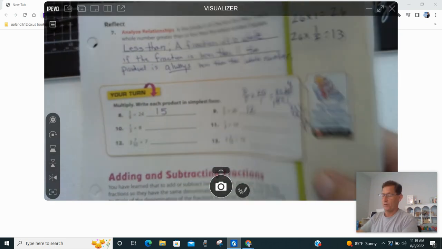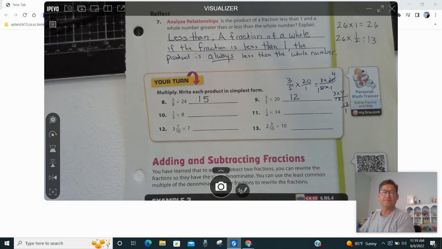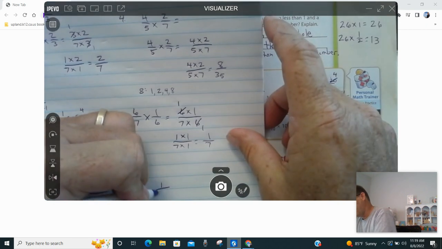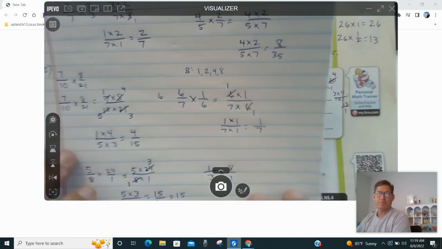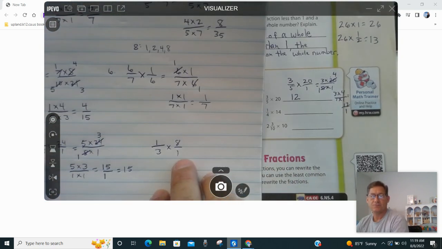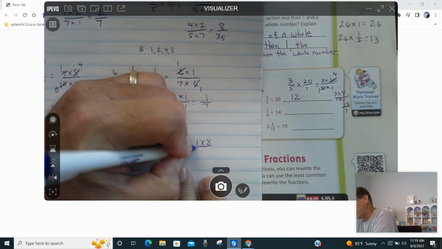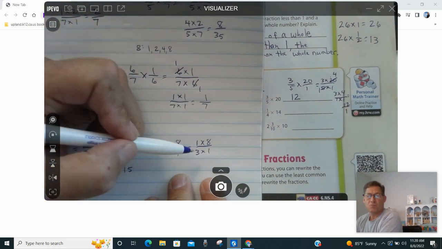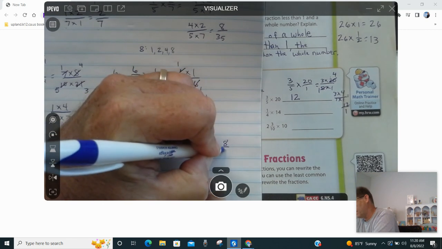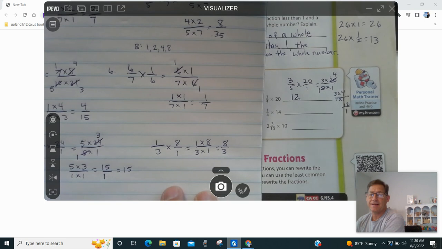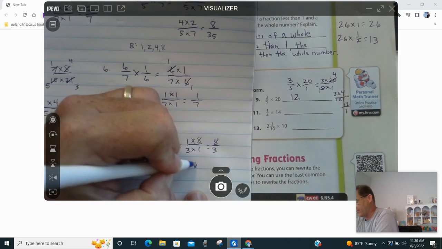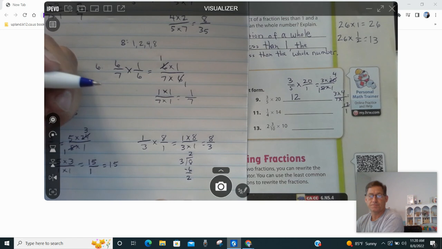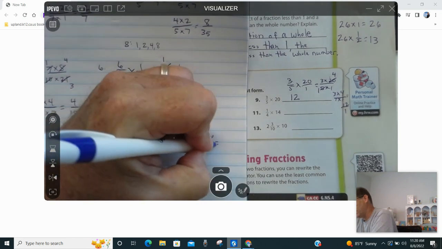Okay, number 10. 1/3 of 8. So we know we can rewrite 1/3 times 8 as 1/3 times 8 over 1. Put the numerator 1 and times 8 together, and put the denominator 3 times 1 together. Well, 3 is not a factor of 8, so multiply your numerators and denominators. Now let's simplify. How many 3's can we take from 8? 2, right? So 3 times 2 is 6 with a remainder of 2. So 2 and 2/3.